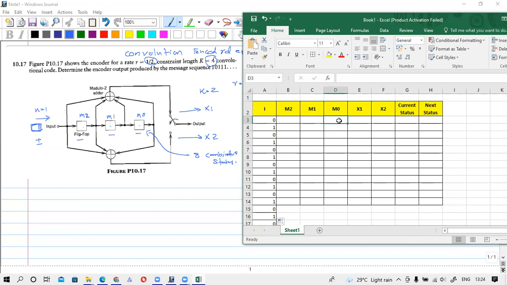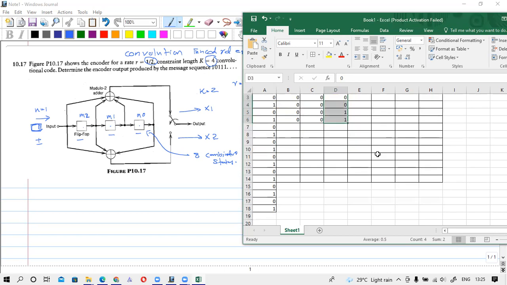I will write the status. One status is 0, 0, 0. There should be 2 rows for it, so I will put 0, 0, 0 like this. The other status will be 0, 0, 1, and again there are 2 rows with the same status. Like this. So you can see 0, 1, 1, 1. I will copy them again.